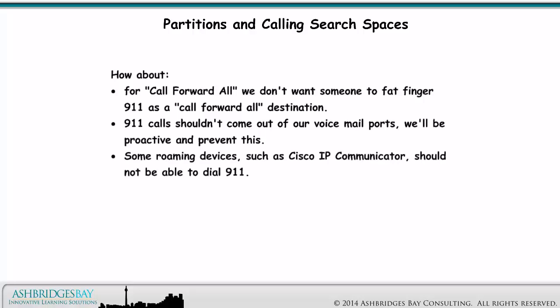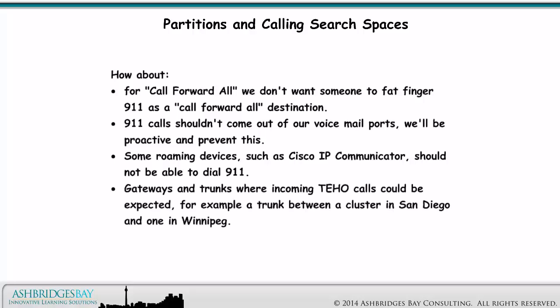Some roaming devices, such as Cisco IP communicator, should not be able to dial 911. And gateways and trunks where incoming tail-end hop-off calls could be expected, for example, a trunk between a cluster in San Diego and one in Winnipeg.